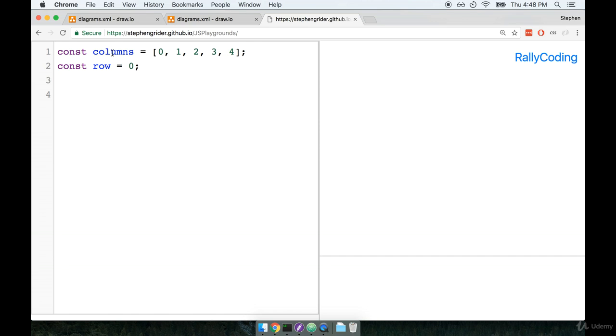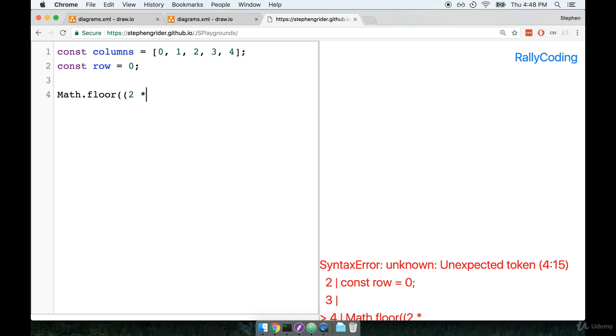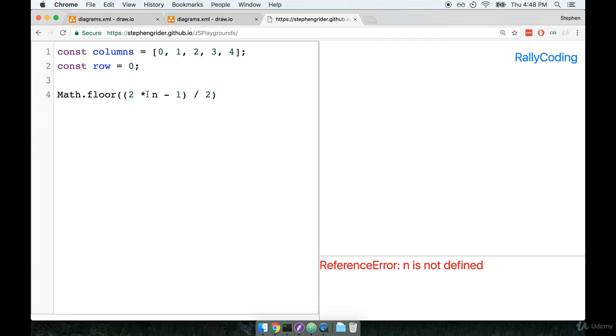So first, I want to get the midpoint of columns right here. To get the midpoint, and when I say midpoint, I'm talking about like the index. So in this case, I would want an index of 2. So I need to somehow turn 0, 1, 2, 3, 4, or 5 into 2. So essentially, let's just get to the point here. Essentially, we can do math.floor of 2 times n minus 1, and then divide that by 2, where n is the number of elements, or excuse me, the number of total rows that we're working with.